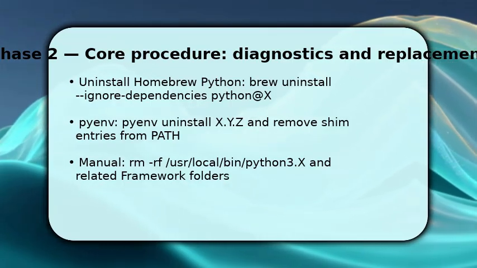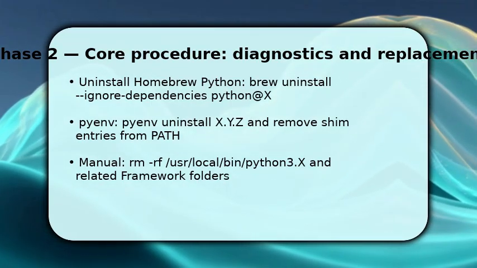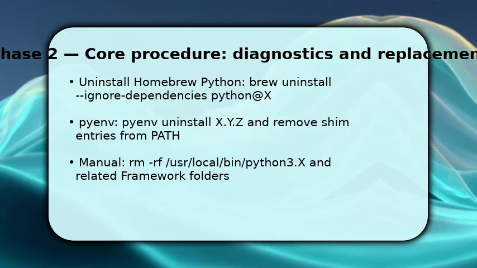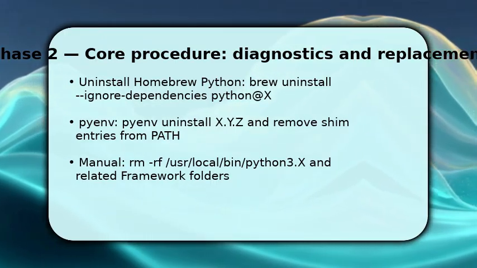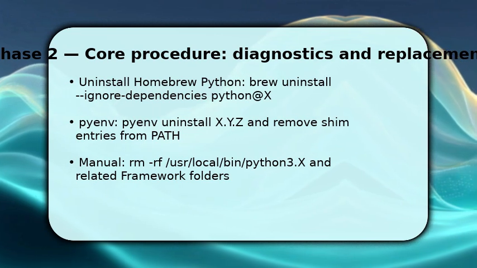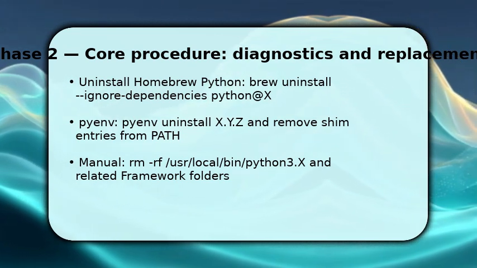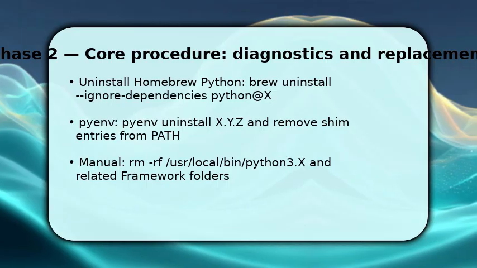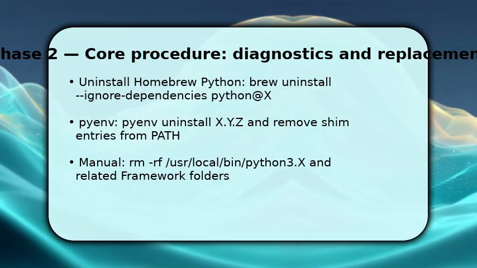If it's a manual framework in /Library/Frameworks/Python.framework, remove the specific version directories and corresponding /usr/local/bin symlinks. But be careful. You finish by verifying the system state.